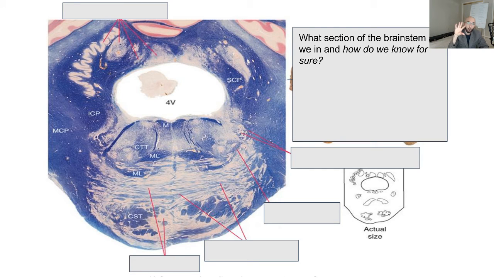So now, what section of the brainstem are we in, and how do we know for sure where we are? Put it in the chat. What section is this, and how do we know exactly where we are? Let's hear it.